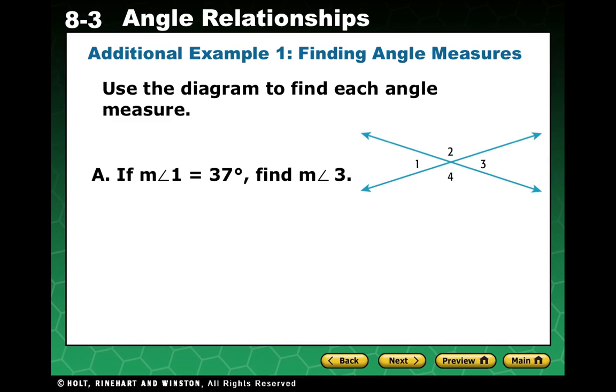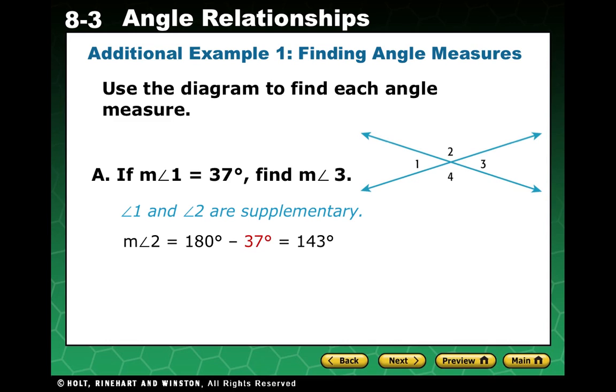Use the diagram to find each angle measure. So if measure of angle 1 is 37 degrees, what is the measure of angle 2? So angle 1 and angle 2 are supplementary angles. You know that adding them together is 180 degrees. So we could find the difference between 180 degrees and 37 degrees. And this will give us 143 degrees. So we know that angle 2 is 143 degrees.